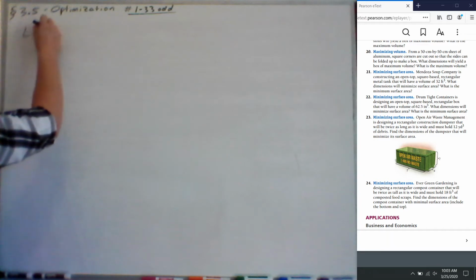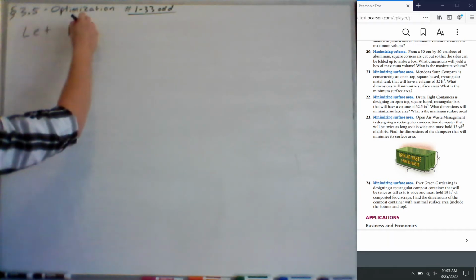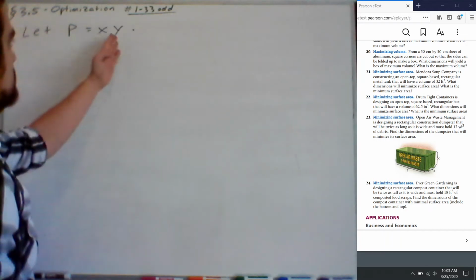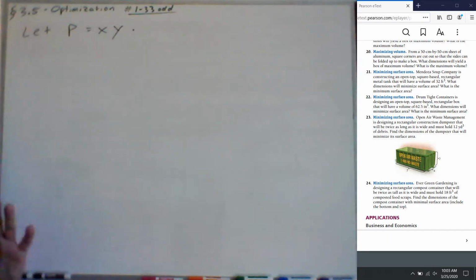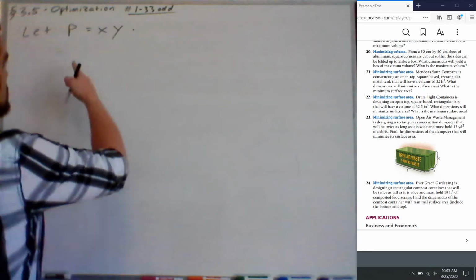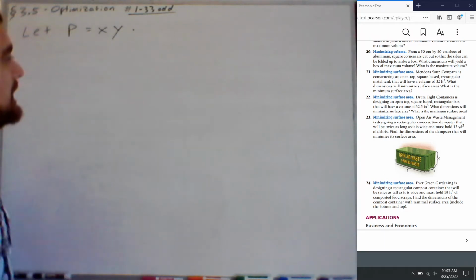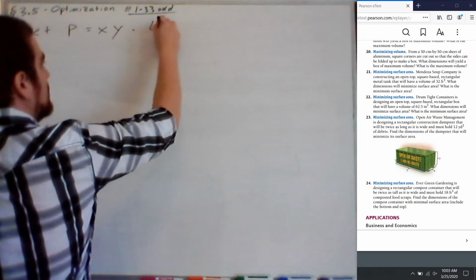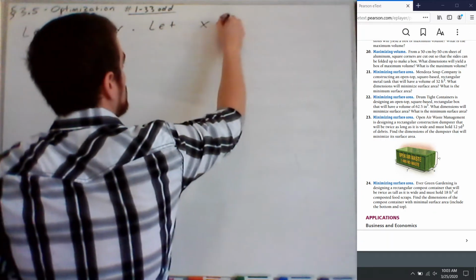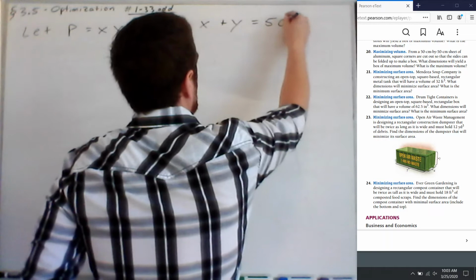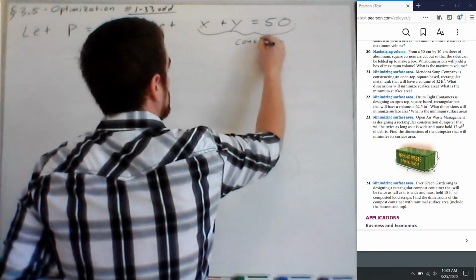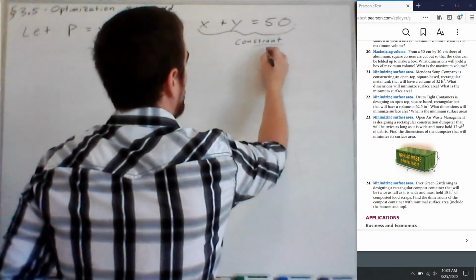So let's say we let P equal X times Y, where P is just the product of two numbers, right? And they're not technically the same number right off the bat. We don't know that, so we just call them different numbers. So P is equal to X times Y. Now let X plus Y equal 50. This is what we would call a constraint. Right? We have to meet this.